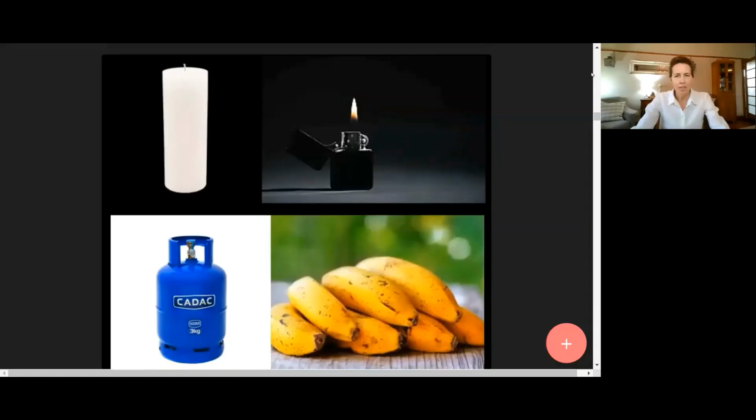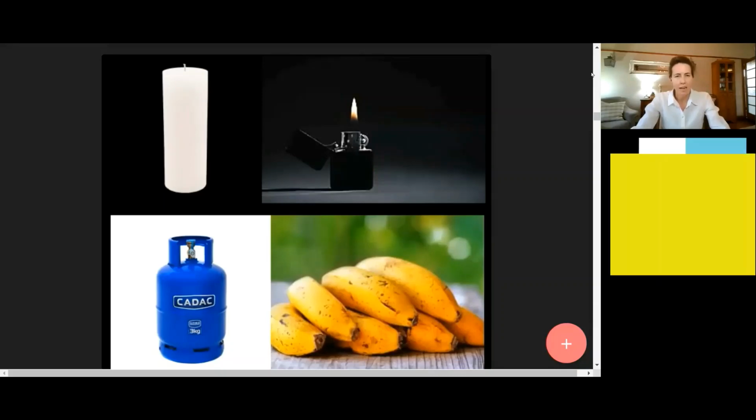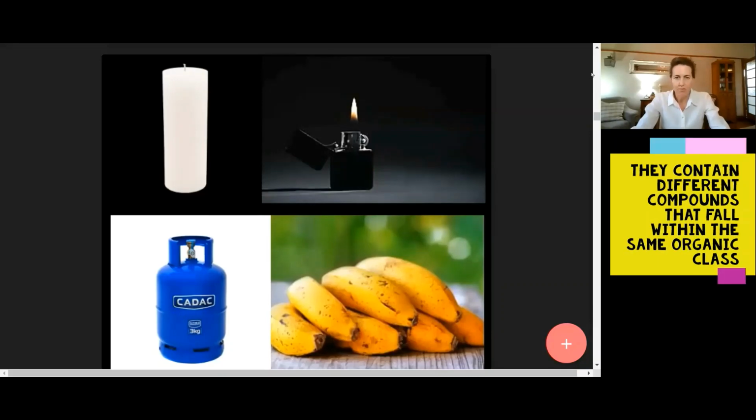I would like you to have a look at these 4 images. They all contain the same organic compound. Let's first have a look at what these organic compounds are in each of these objects. This is a candle and it contains the organic compound paraffin.